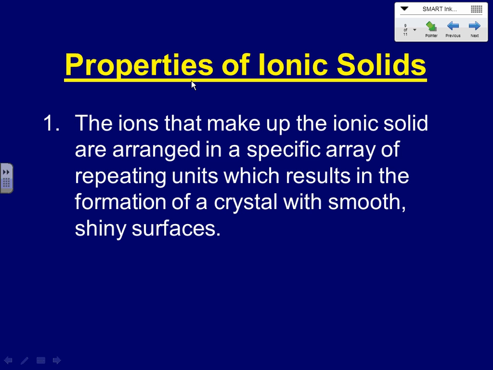So just like last year, I finished off this quick little note on ionic compounds with properties of ionic solids. The ions that make up the ionic solid are arranged in a specific array. This time I've used the term array. It doesn't matter. We called that a lattice structure last year. Same thing, repeating units which result in the formation of crystals with smooth, shiny surfaces.